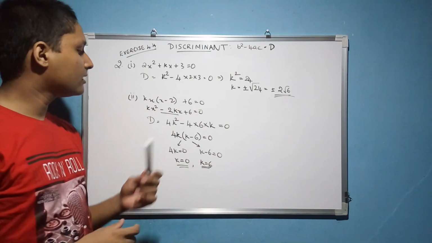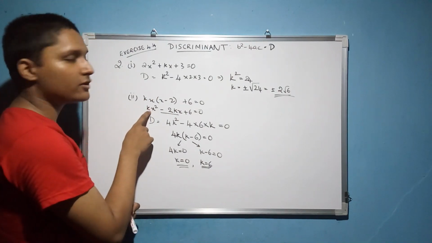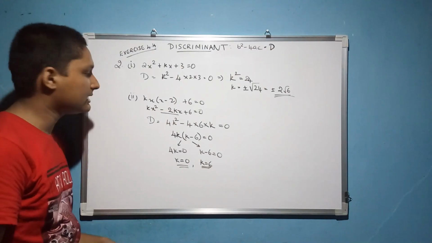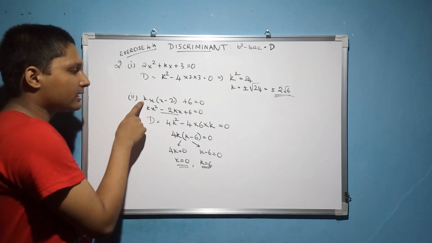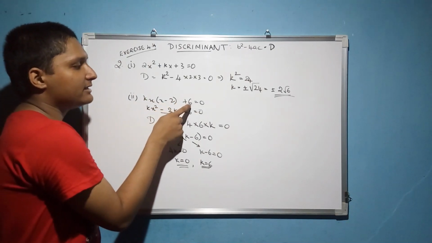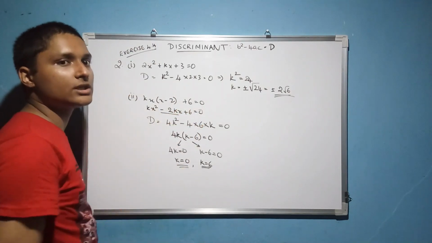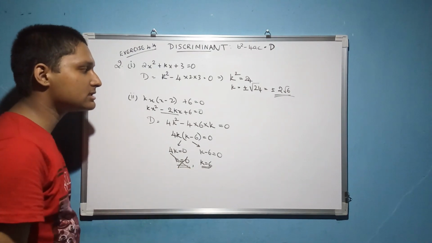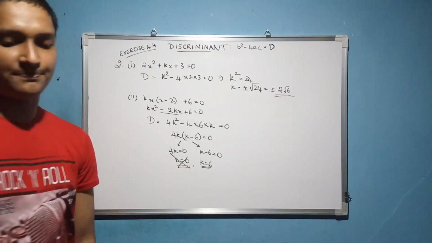That is, if k is 0 or k is 6, the discriminant is going to be 0. But can we consider k to be 0? Since k is the coefficient of x square, it will not remain a quadratic equation, right? If I substitute k is equal to 0, all these terms vanish and you get 6 is equal to 0, which is not true. Therefore, we cannot consider this case. We can consider only the case where k is equal to 6.